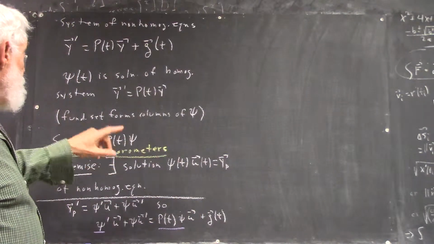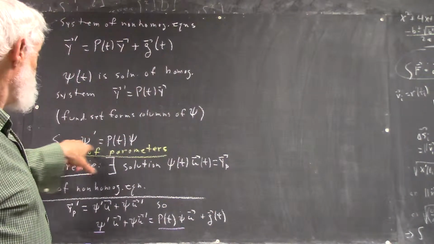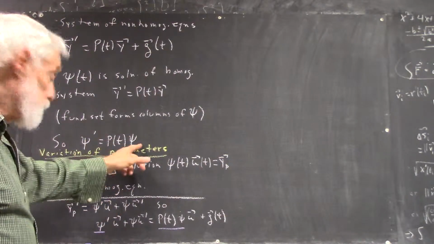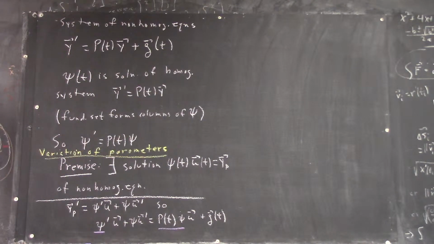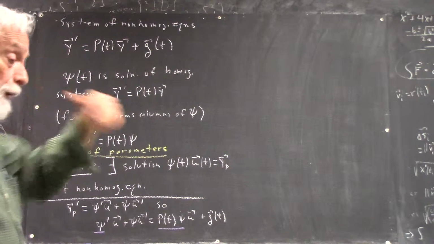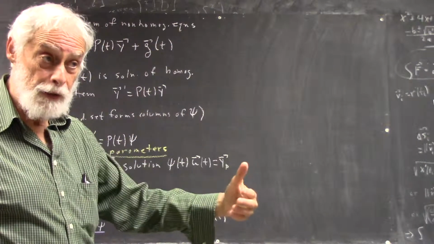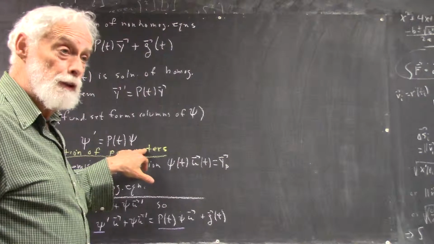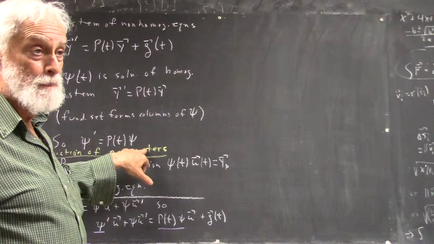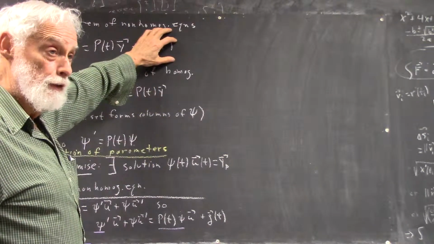So psi is a solution to the homogeneous equation. So psi prime equals p of t psi. This is a matrix product, and of course it's just a simple derivative. Any solution to this equation is a column vector. But if you collect all the column vectors in their fundamental set into a matrix, that matrix is going to be a solution to the system. That matrix can be substituted for your y in the homogeneous equation, leaving off the g of t.